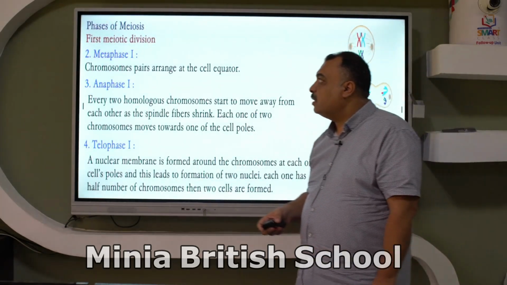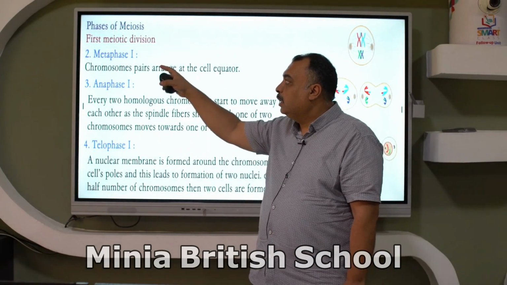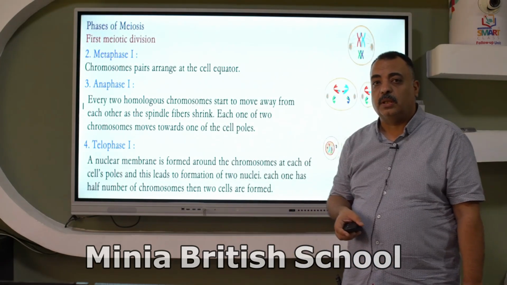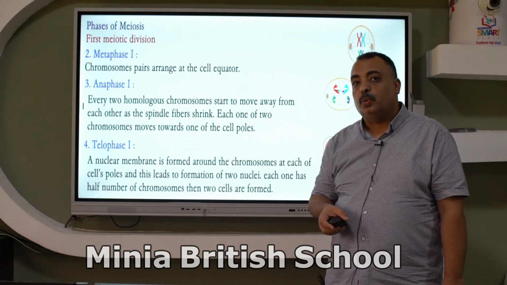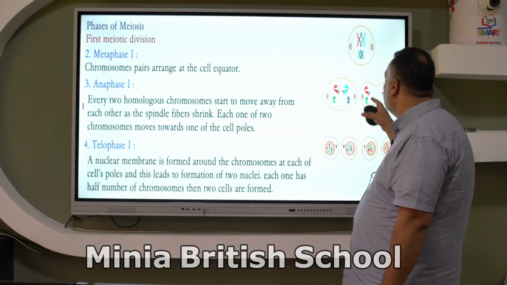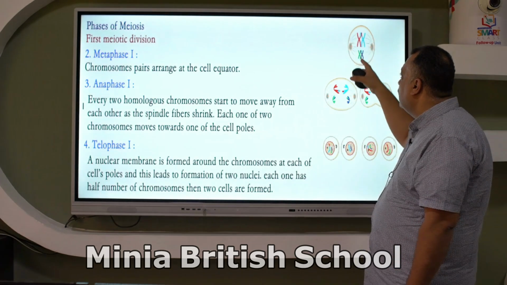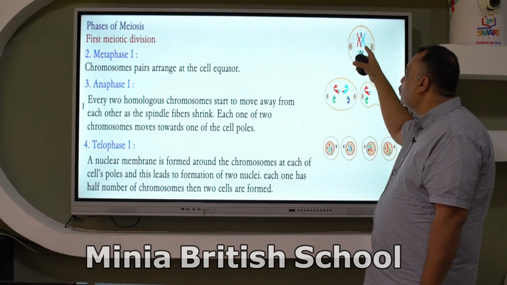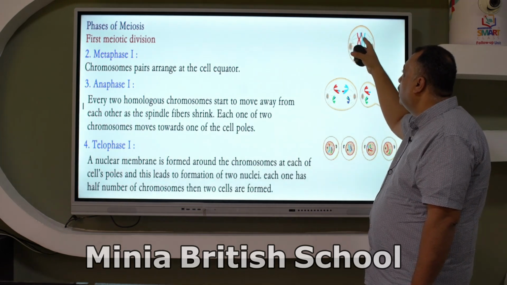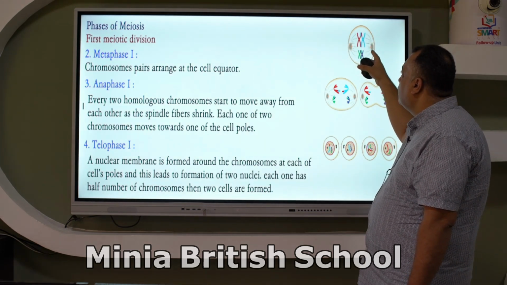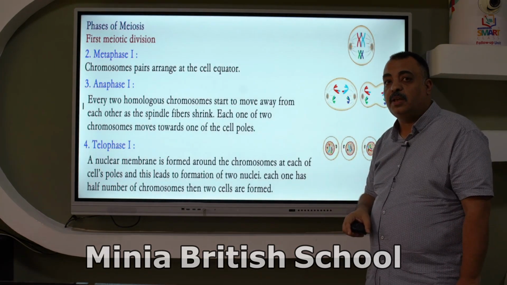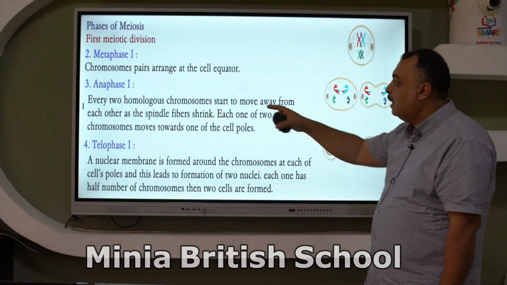What are the phases of meiosis? Number 2, metaphase 1. We talked about prophase 1. At the end of prophase 1, we showed the crossing over, and here is metaphase 1. The chromosomes are arranged on the cell equator, each chromosome corresponding to its homologue, and the exchange occurred in prophase 1. In metaphase 1, the spindle fibers attach to the centromeres and get ready to split in anaphase 1.